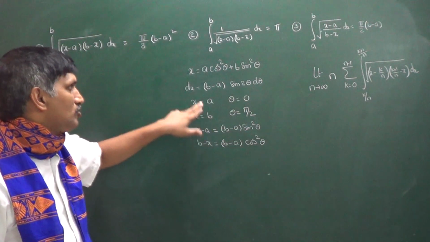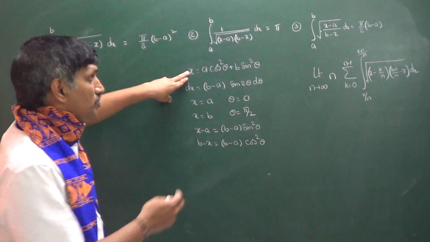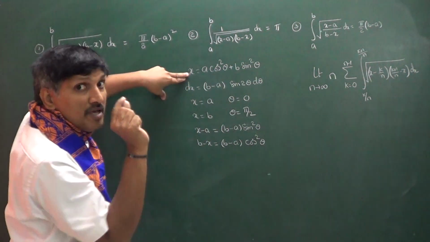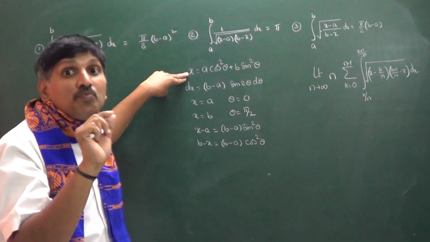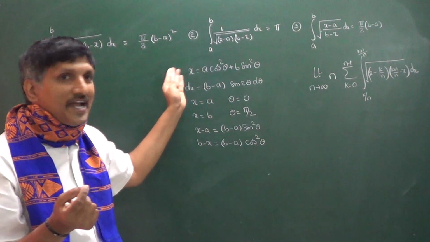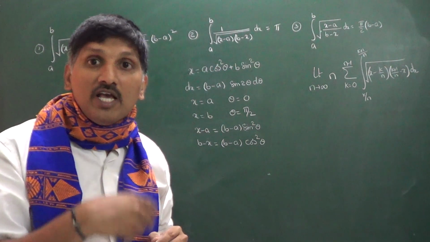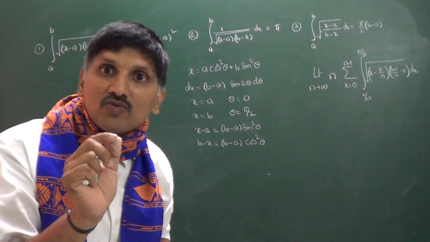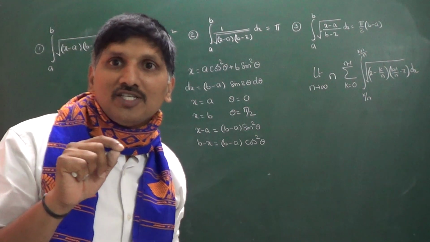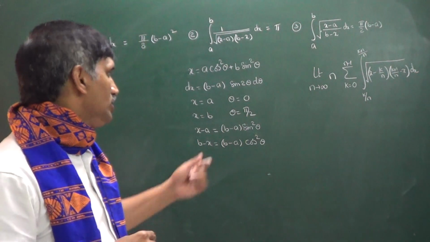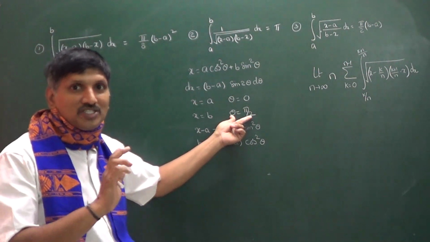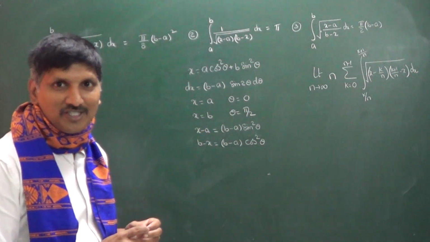When x is equal to b, substitute here x is equal to b. Shift to this side: b minus b sin square theta, that means b cos square theta. Both sides now cos square theta cancel. Cos square theta cancel means cos square theta is becoming 0, cos theta is equal to 0, then theta is equal to pi by 2. That is the way how the limits are changing.